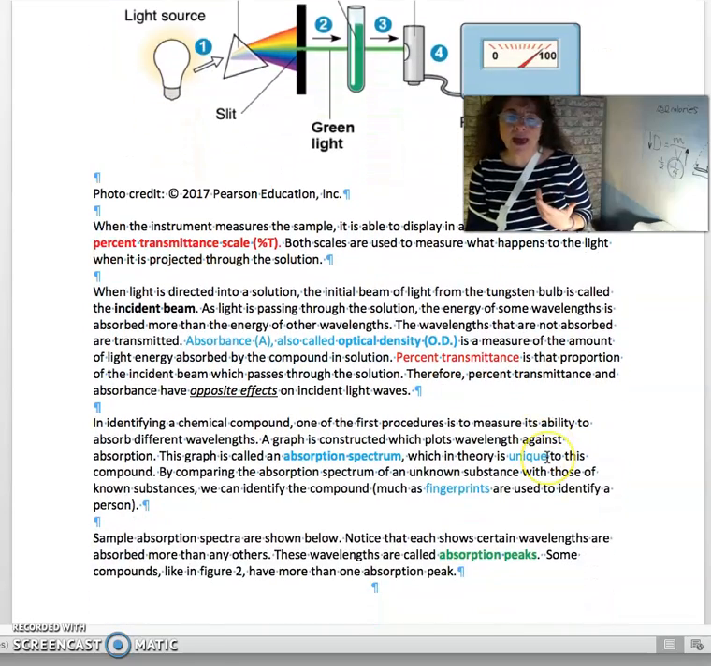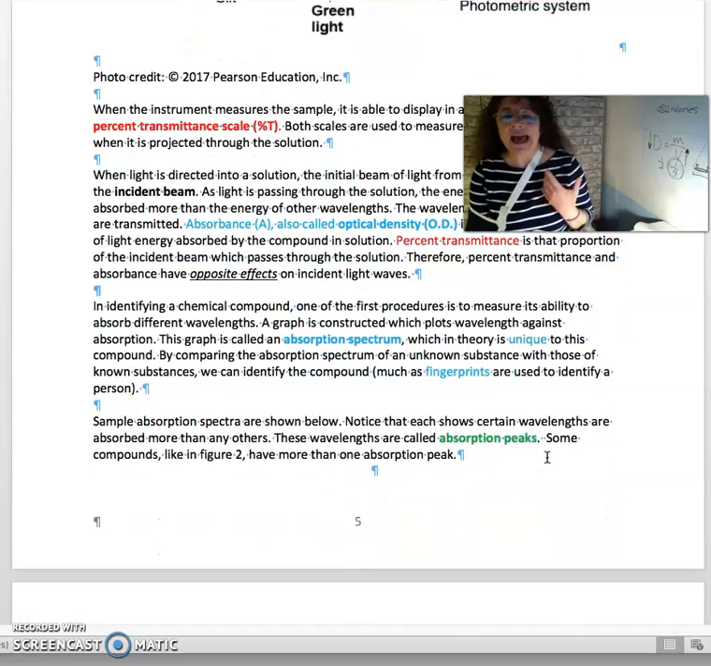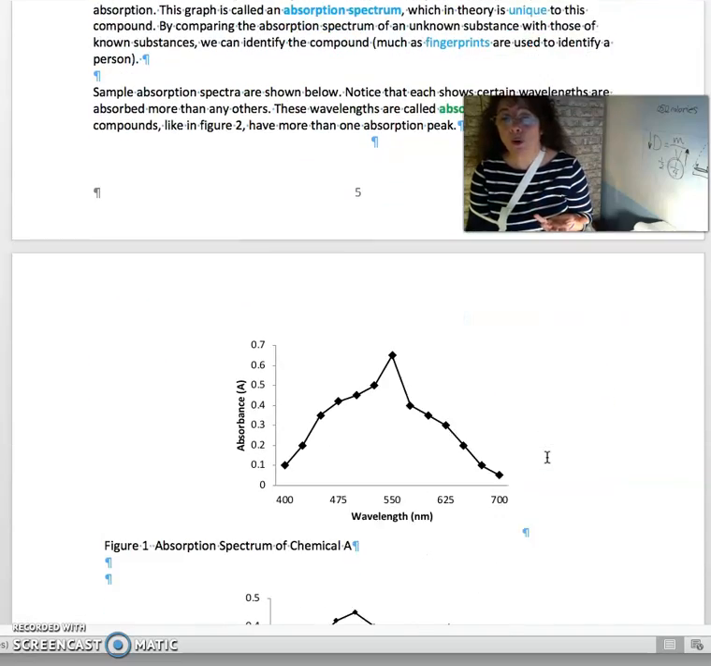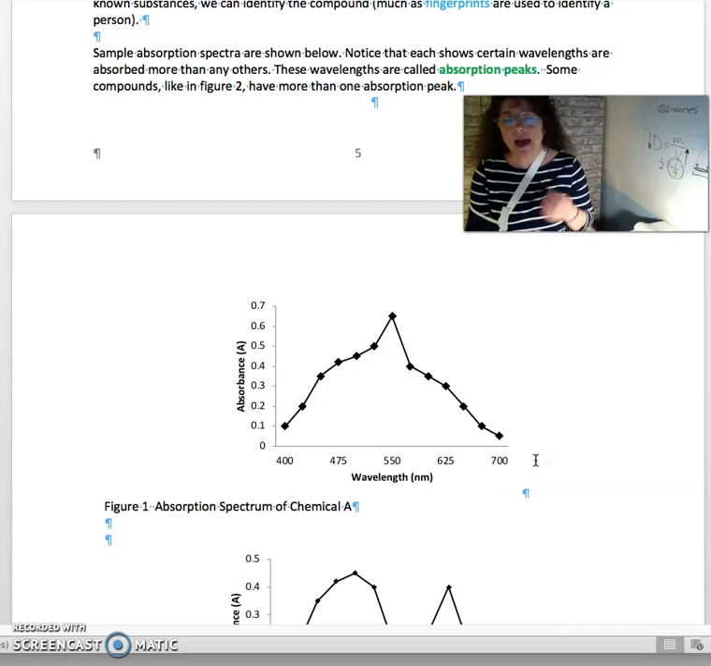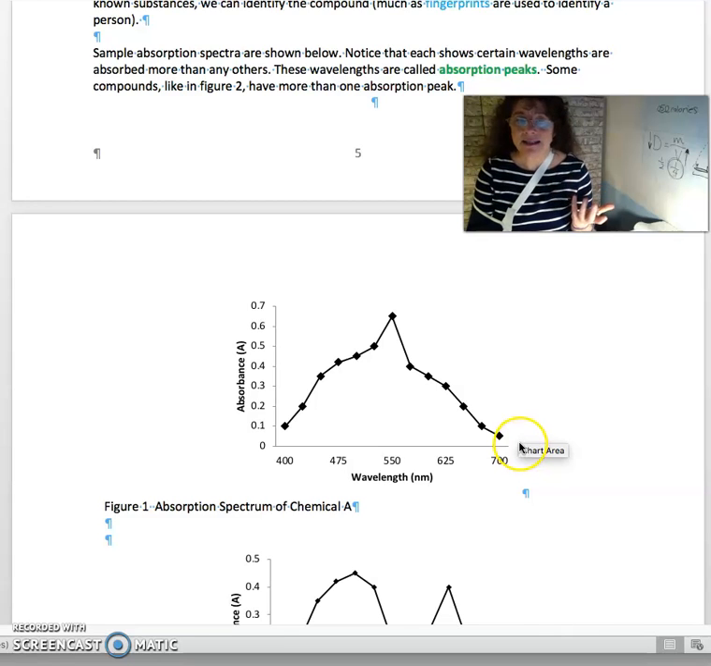Now, when we look at the absorption spectra, we look for absorbance peaks. The absorbance peaks in a compound's analysis are like fingerprints to a person. They're unique to the person.